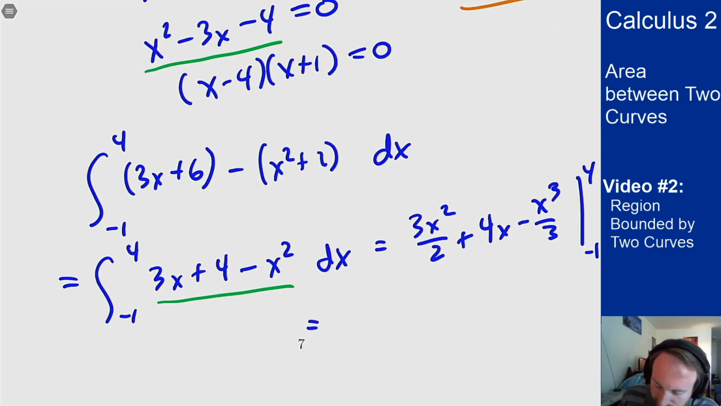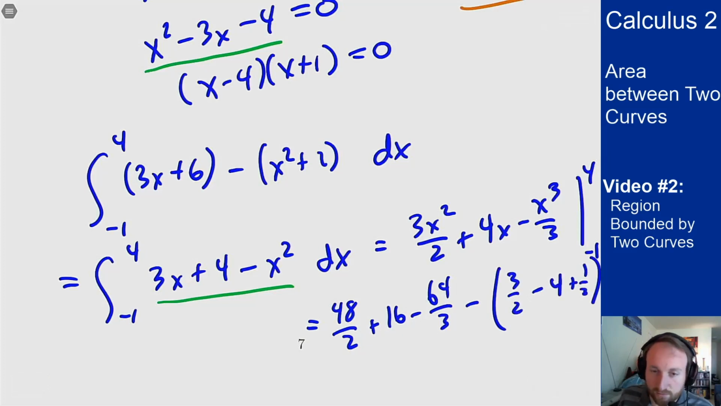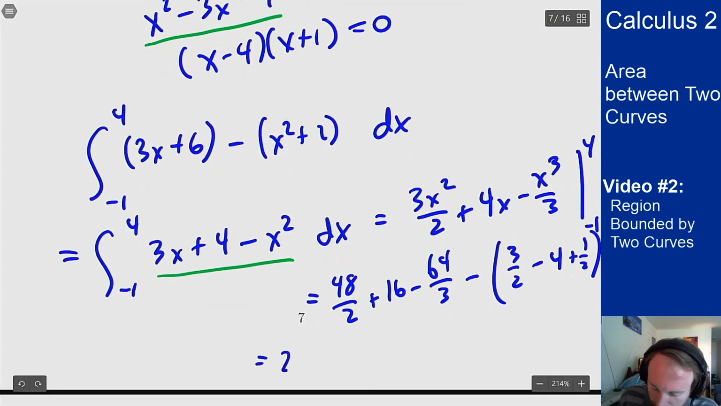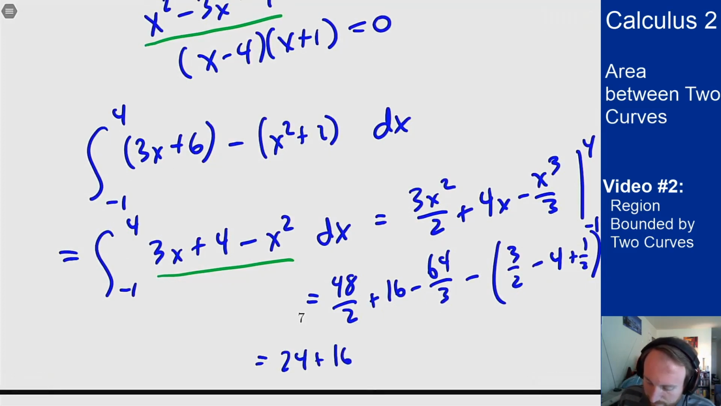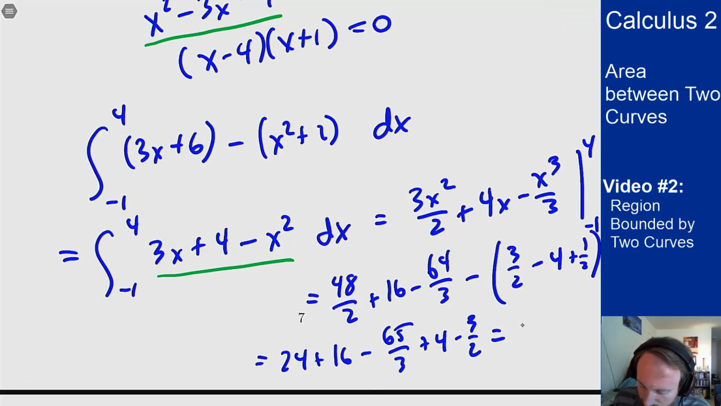4 squared is 16, so that's 48 over 2 plus 16 minus 64 thirds, minus 3/2 minus 4 plus 1/3, because negative 1 cubed is negative 1. I get a 24, I get a 16. That minus 64 over 3 gives me minus 65 over 3 plus a 4 and minus a 3/2. It's going to come out to 125 over 6.